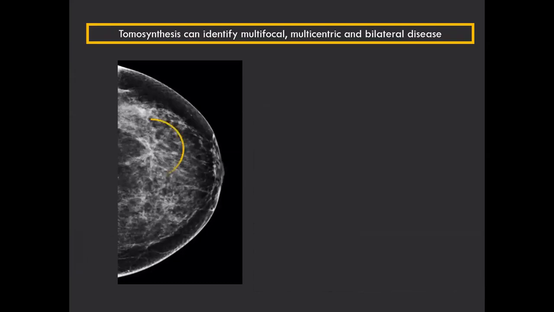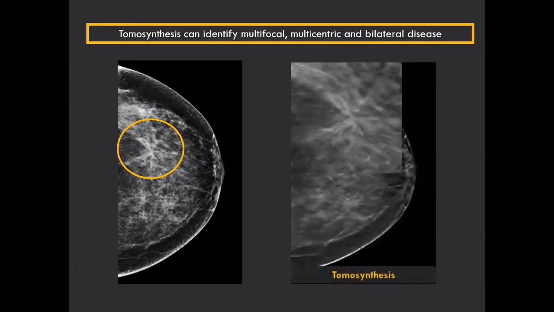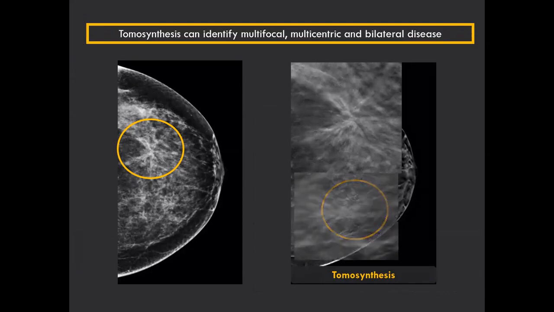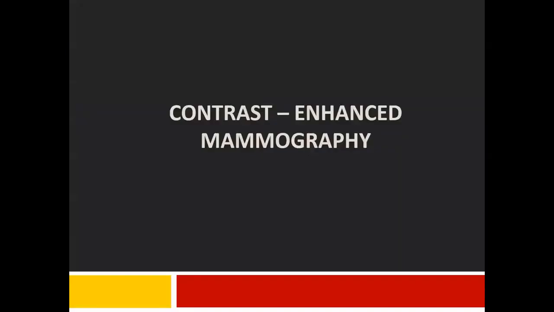This is another case. She had a lesion here in the left breast, but on the tomosynthesis, the lesion became more evident that it is a speculated mass lesion. But it was not only one lesion, there was another lesion here, which was seen in the inner quadrant, and now we can say that we have a multicentric carcinoma of the left breast.